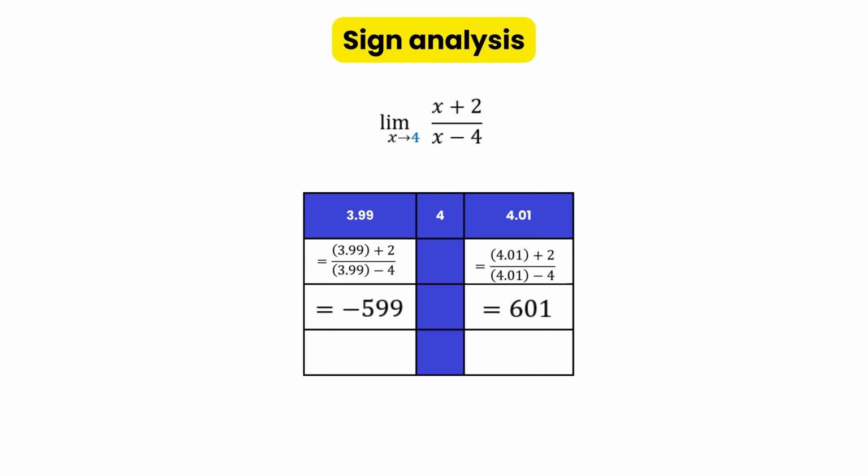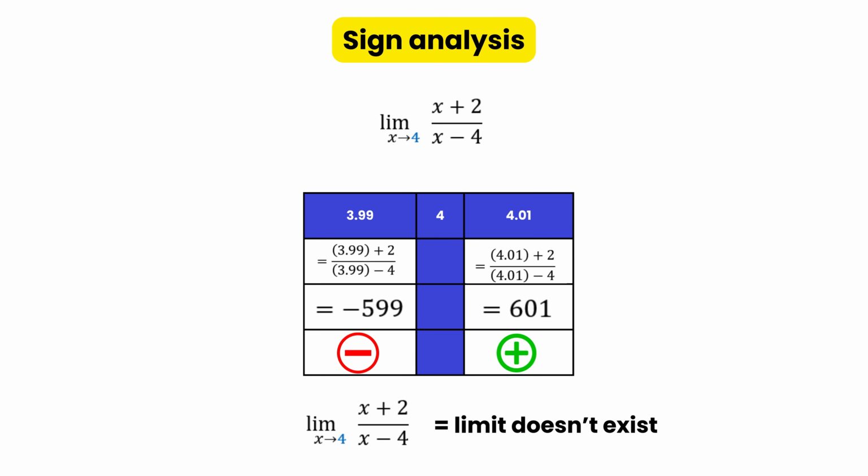So if we focus just on the signs, you'll see our first answer is negative and our second answer is positive. Now, for the limit to exist, these signs have to match. Both need to be positive or both need to be negative. If the signs are different, it means the limit doesn't exist at that point. So in our example, since the signs don't match, the answer is that the limit does not exist.